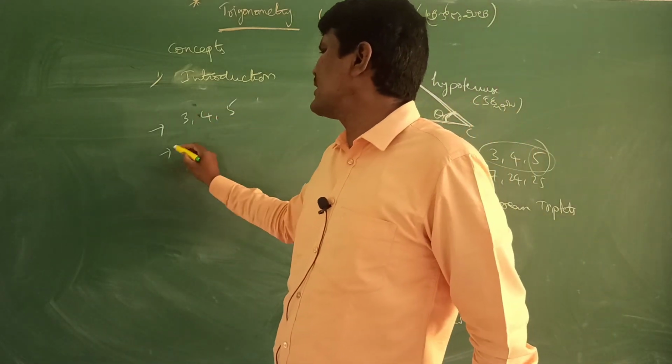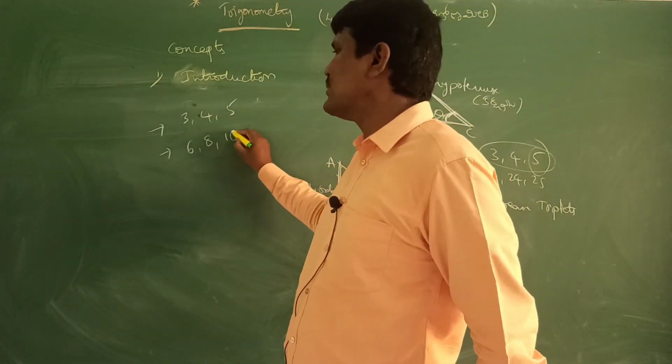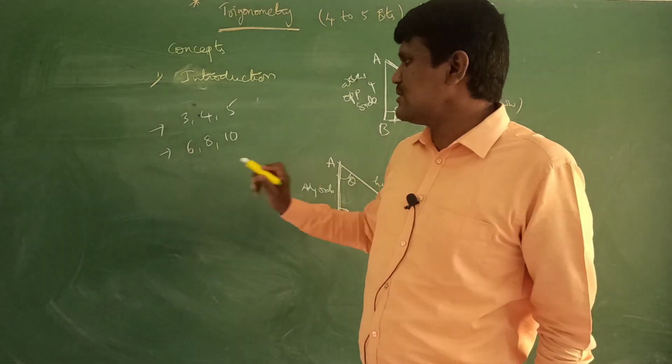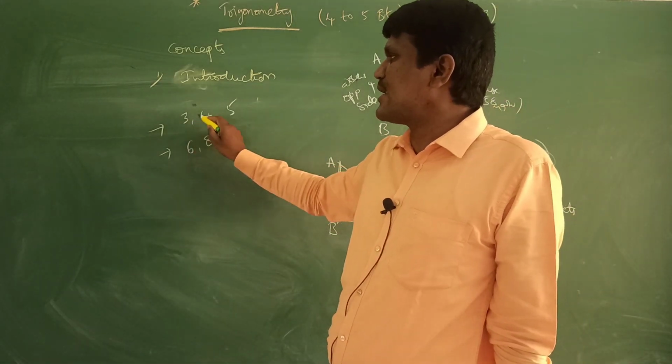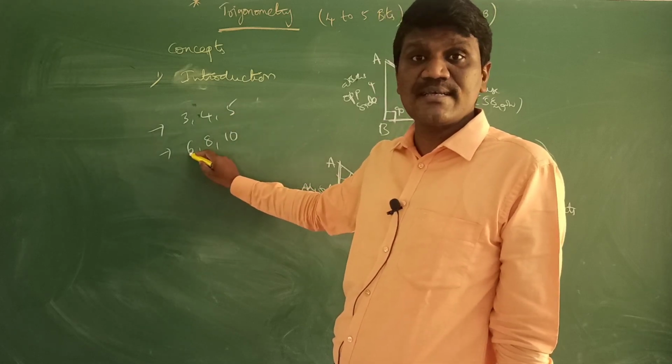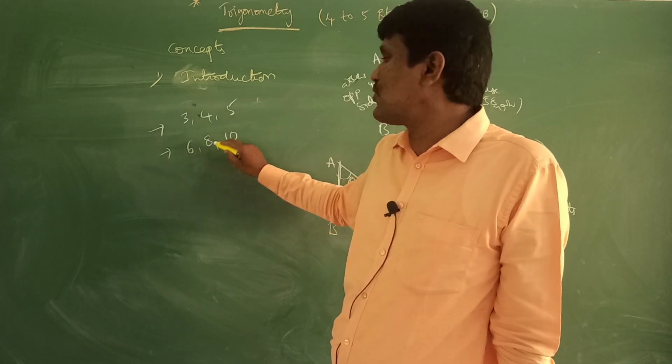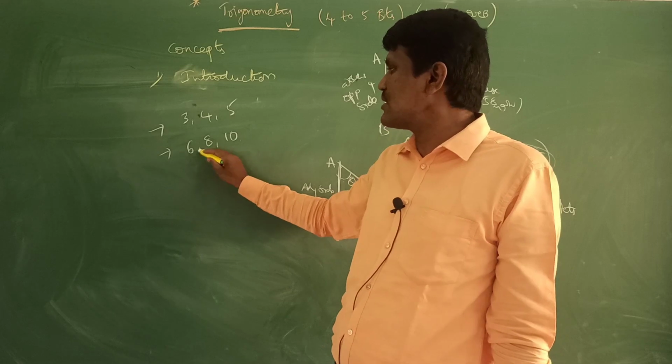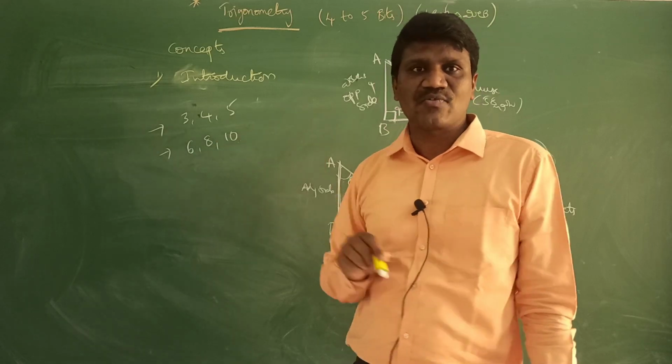That is the first one. Next you can take 6, 8, 10. We are writing only important triplets. For 3, 4, 5, 3 square is 9 plus 4 square is 16, total is 25. Here, 6 square is 36, 8 square is 64 and 10 square is 100. So 6 square plus 8 square is equal to 10 square.